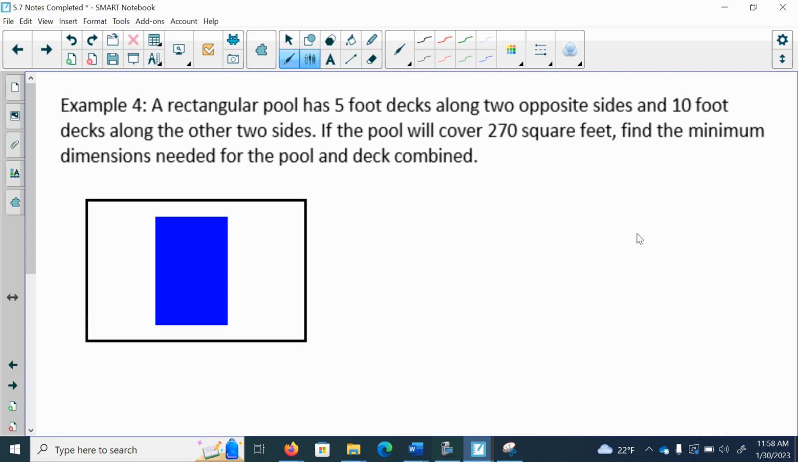In this picture, let's say this is 5 feet, and this is 5 feet down here. And then over here will be 10 feet, and this will be 10 feet. So that's the space of the decking around the pool. So if I call this X and I call this dimension Y, then when I go to find this whole thing up here, I'm going to have 10 plus the X of the pool plus the 10 on the other side. So that's going to end up equaling X plus 20.